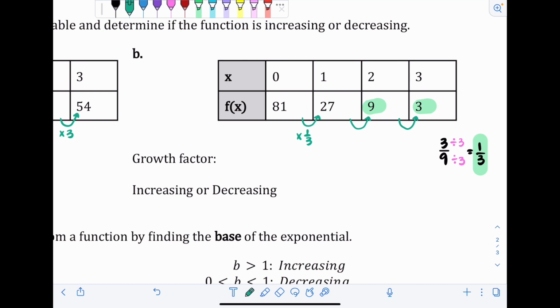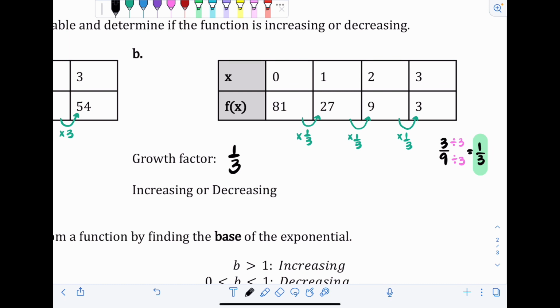So times 1/3, times 1/3, times 1/3. And then if you recognize from the very beginning that 81 divided by 3 is 27, 27 divided by 3 is 9, 9 divided by 3 is 3, that's great. However, the growth rate is always what you're multiplying by. So even if you identify that you need to divide by 3, you would want to convert that to multiplying by 1/3, because multiplying by 1/3 and dividing by 3 have the same outcome. So our growth factor is 1/3.